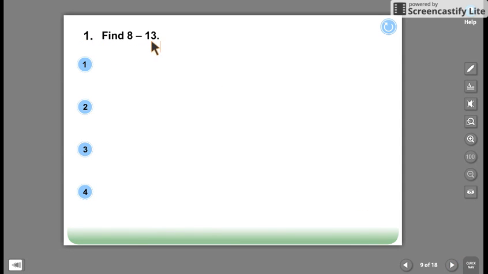Example 1, find 8 minus 13. Our first thing is we're going to rewrite the subtraction sentence as an addition sentence. So 8 minus 13 is the same thing as saying 8 plus negative 13. That equals negative 5. Because these two signs are different, you subtract their absolute values. 13 minus 8 is 5. They are more negative, so the answer is negative 5.